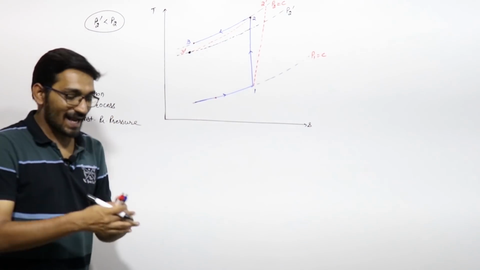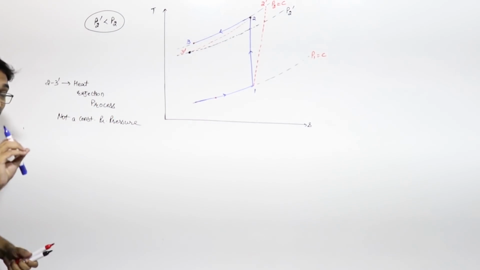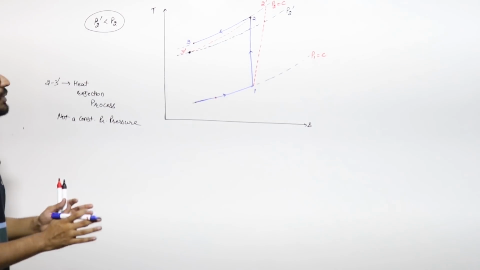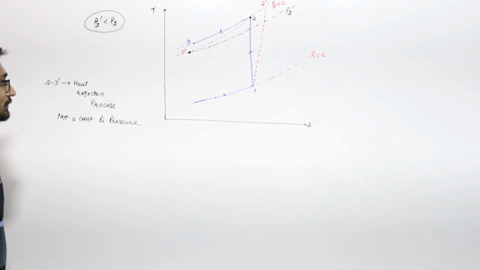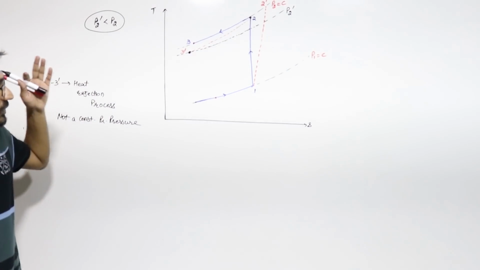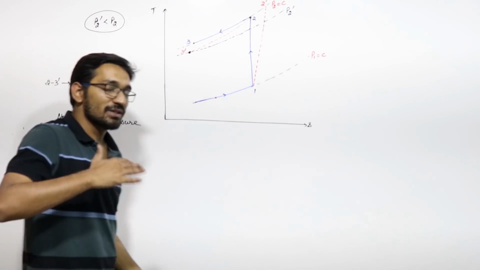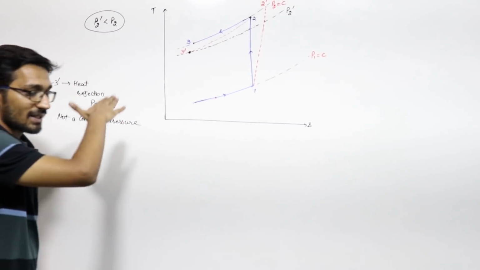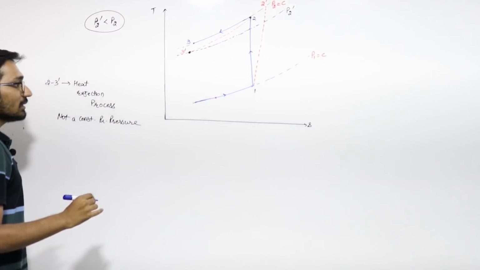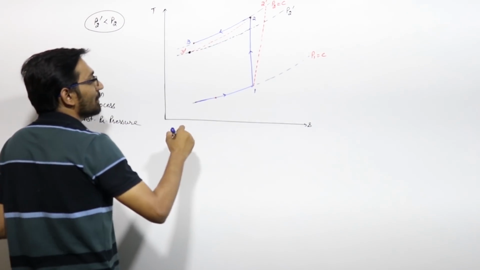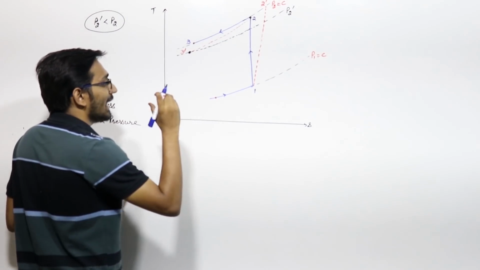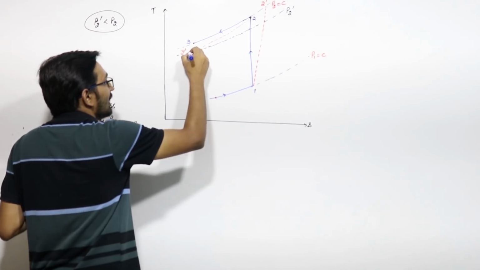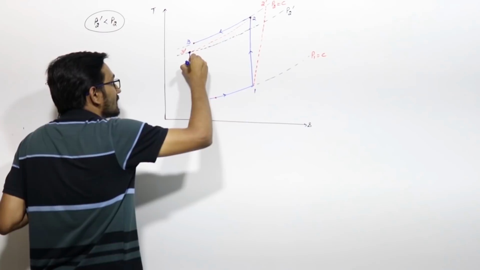Now from 3 dash, this is the important thing I want to tell. See, the process will go one by one. First compression, then heat rejection, then turbine. Now if the cycle is a reversible cycle, if the process is reversible, then the process will go like this.